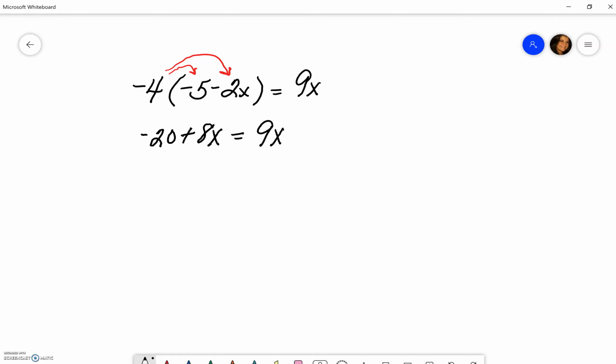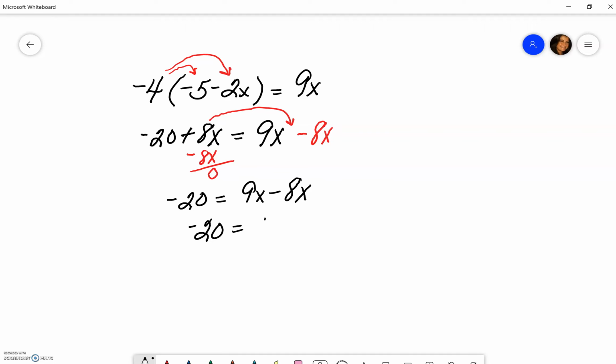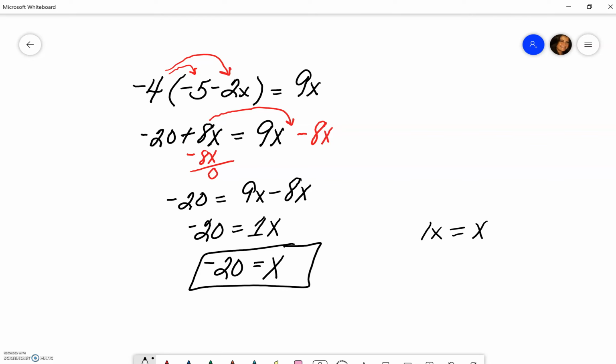Now I'm going to go ahead and I'm going to move this 8x over here so both the x's are on one side and the numbers on the other. So for this one, we're going to subtract 8x from one side. That'll zero out, and we must do that to the other side. What you do to one side, you must do to the other. So I'm just going to rewrite that as -20 equals 9x minus 8x. We can see that it becomes -20 equals, and when you subtract that, that's 1x. And again, we've learned that 1x just equals x, so -20 equals x. And that's your final answer there.